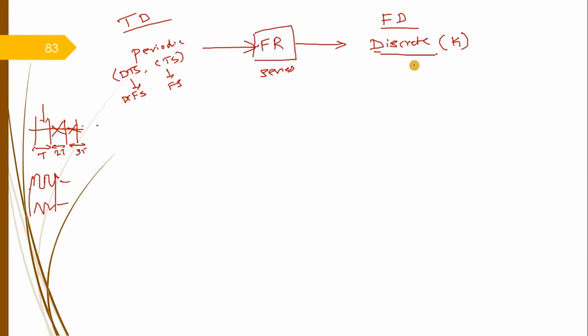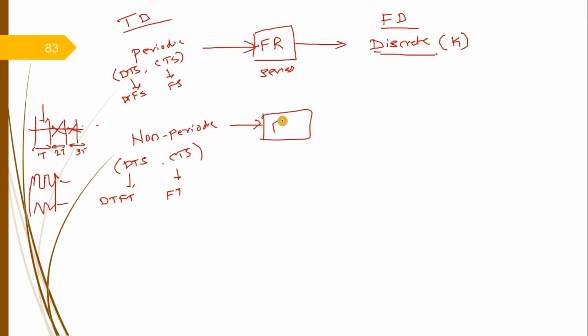That's the meaning. It's a bit hard to understand this concept, and you will not get a clear idea if you just read the textbook. That's why I'm stressing it. Now the same thing, if I apply a non-periodic signal, again I have DTS and CTS. If it is non-periodic and DTS, I'll be applying the DTFT, and for CTS it is just the FT.